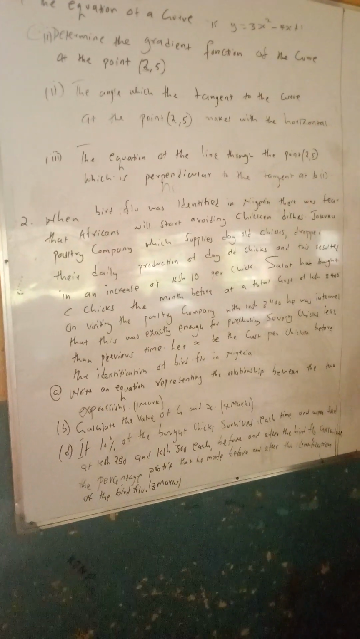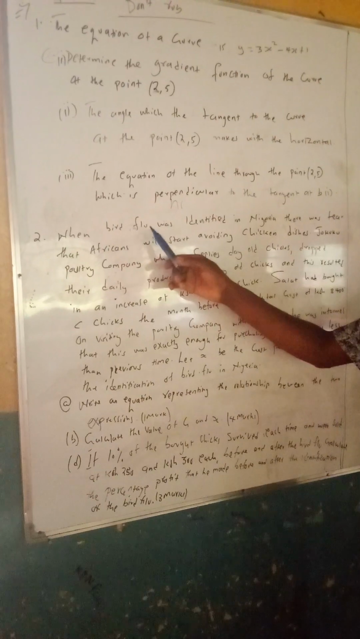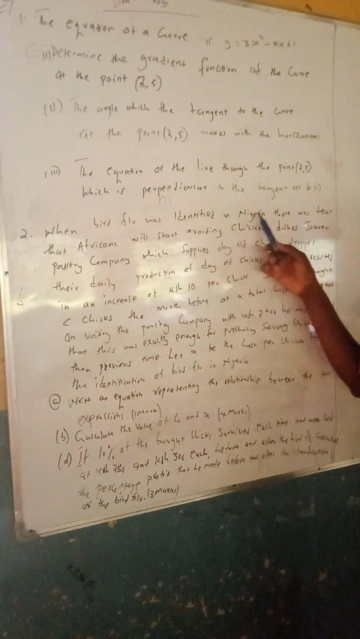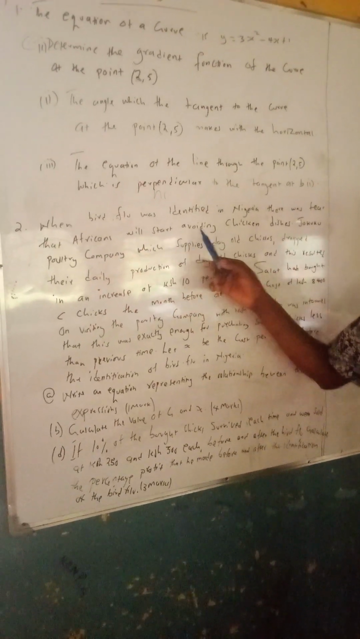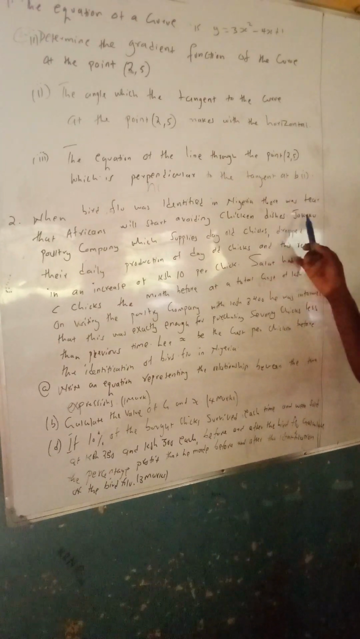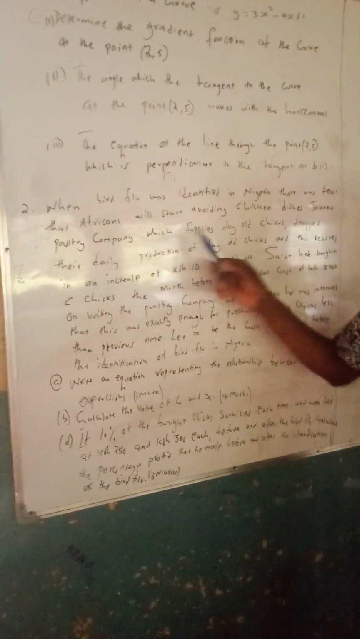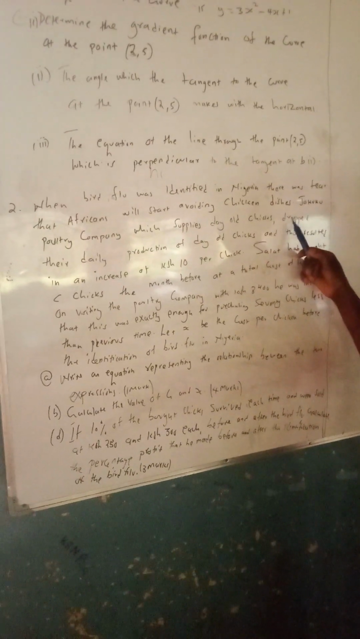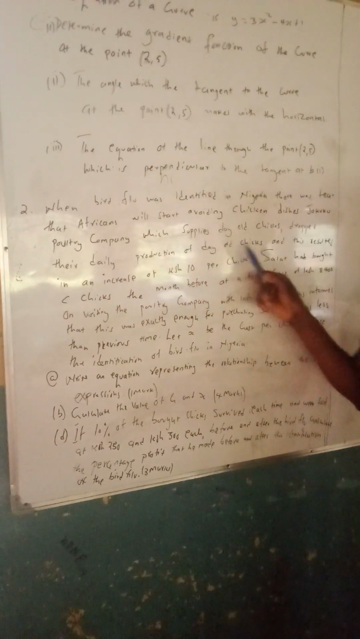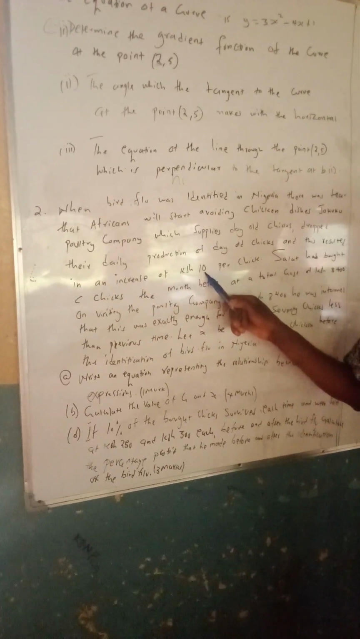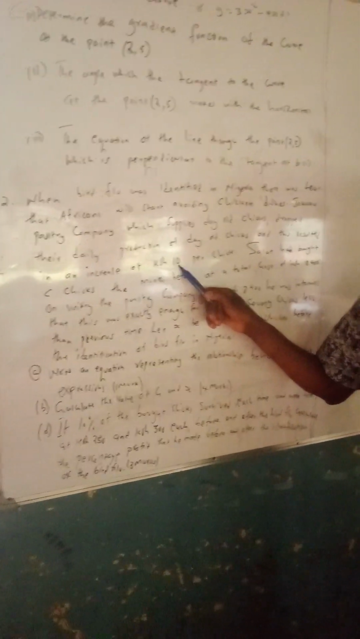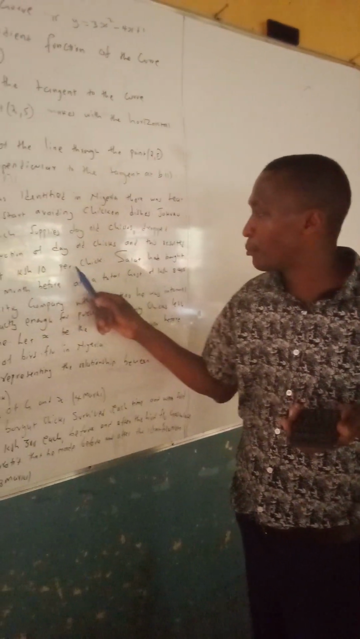Now we want to read this question, and then we try to interpret. When bird flu was identified in Nigeria, there was fear that Africans will start avoiding chicken dishes. Chokuku Poultry Company, which supplies day-old chicks, dropped their daily production of day-old chicks, and this resulted in an increase of Kenya shillings 10. Because the supply is reducing, the price goes up by 10 shillings per chick.